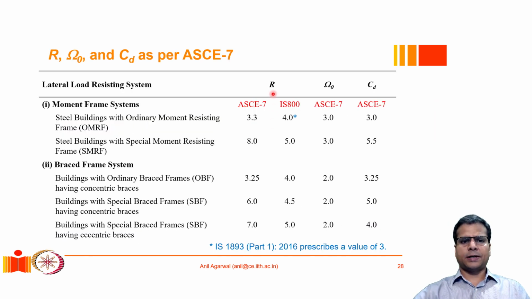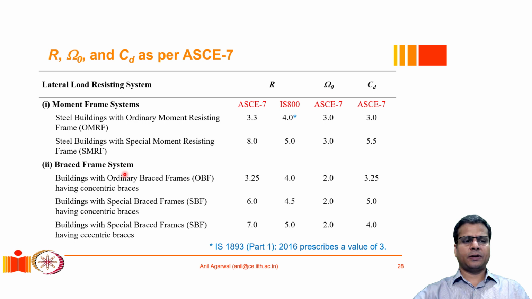The three coefficients that we just talked about, the response reduction factor, the overstrength factor, and the deflection amplification factor, their values I have taken here in this table. I have listed their values from the different codes. So here I have taken the values given in the American Society of Civil Engineers ASCE 7 document, and also here I have listed the values of R as per IS 800 for different types of structural systems.